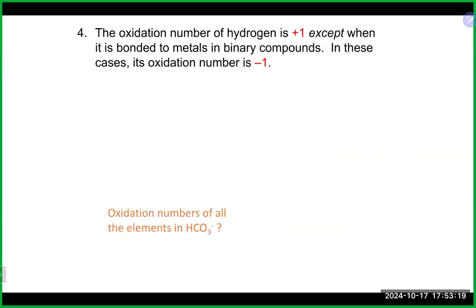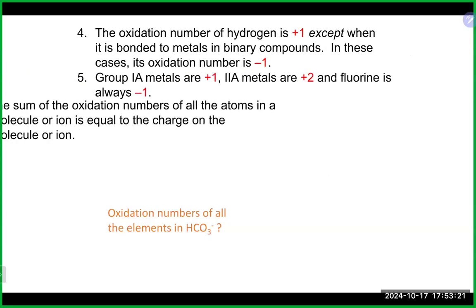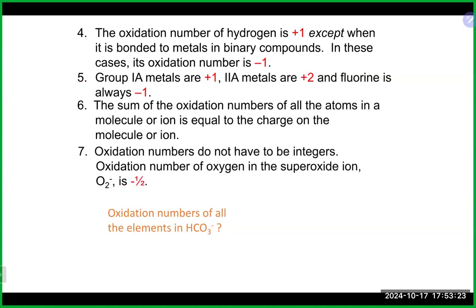Now, if we have hydrogen, it's going to be +1, except if it comes after a metal. In that case, it's going to be hydride. It's going to be -1. Everybody in group 1 is going to be its normal +1 charge or oxidation state. Everybody in group 2 will also be its normal +2 oxidation state, just like its charge. Fluorine, which is the most electronegative element, will be -1.